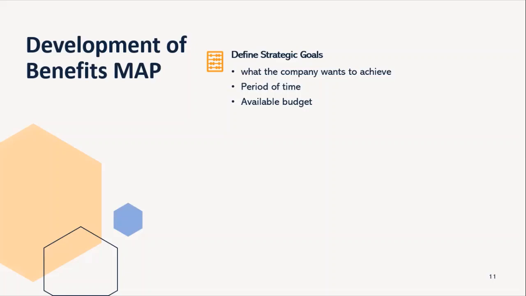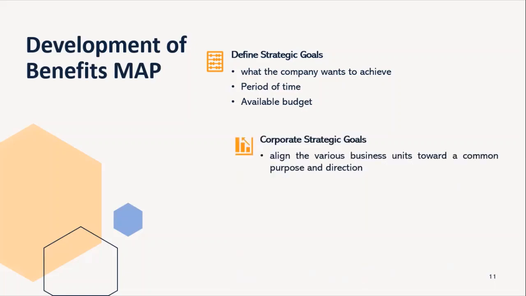But how do we develop it? First thing, define strategic goals, that is, what the company wants to achieve. Identify the strategic goals that support the project's need, and it is the very first step to creating a benefit map. Then these strategic business goals are usually at two levels. What are those two levels? Number one is the corporate strategic goals. What are these corporate strategic goals?